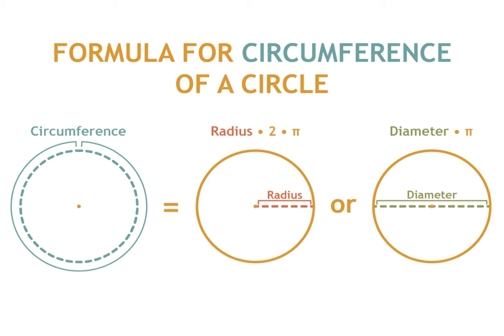And we have two formulas that we can use: radius, whatever your radius is, multiplied by 2 times pi, or diameter times pi. The reason that we have 2 is because the diameter is essentially the same thing as radius times 2. So it depends on the information you're given.